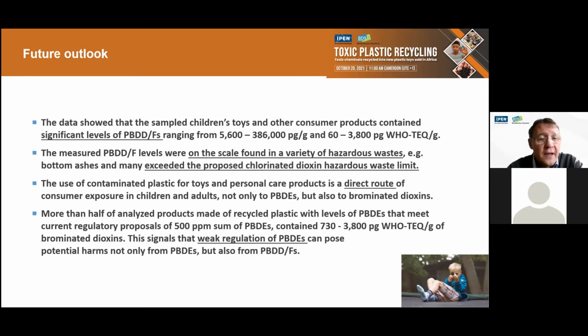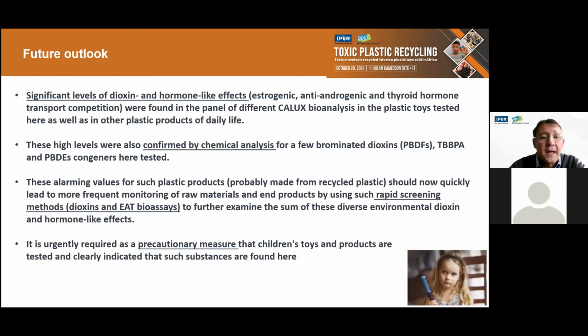And we believe that, as you have seen here, more than half of analyzed products made of recycled plastic in our study, with levels of PBDs that meet the current regulatory proposal of 500 ppm, have been highly contaminated with the brominated dioxin. So we believe this is a signal for weak regulation of PBDs, which can pose potential harms for brominated dioxins.